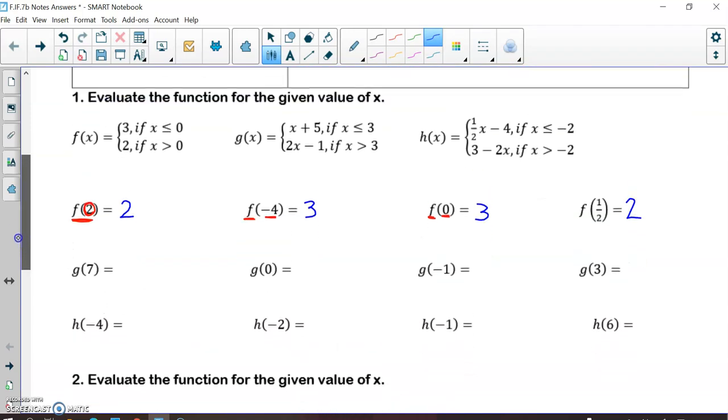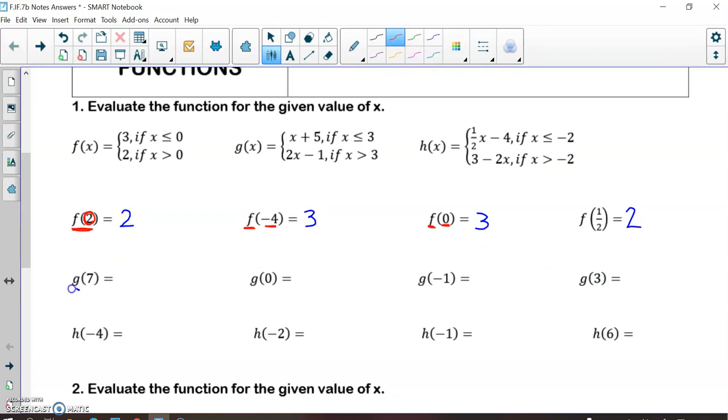Moving on to now g of x, because I see g of 7. What that means is I want to use my g of x function. 7 is my x value, so looking at my inequalities first, is 7 less than or equal to 3, or is 7 greater than 3? Well, 7 is greater than 3, so what that means is I want to use the bottom equation, which is y is equal to 2x minus 1. So what I'm going to do is I'm going to put 7 in for x in that bottom equation to find my y value. So I have a 2 times a 7 minus a 1, which is a 14 minus a 1, or a 13.